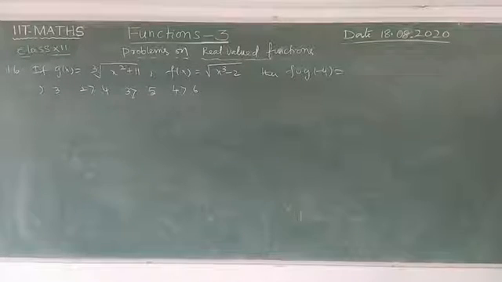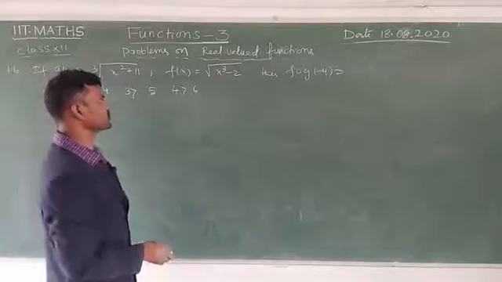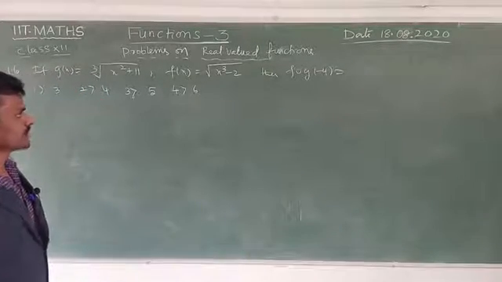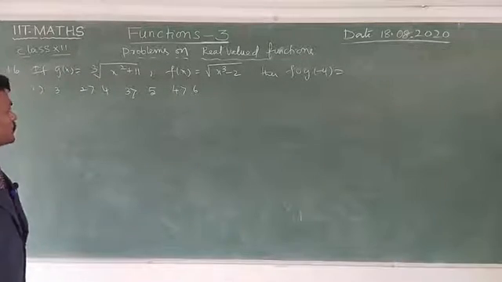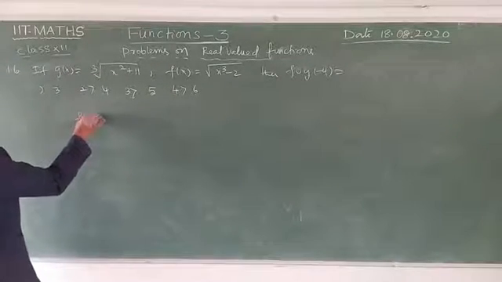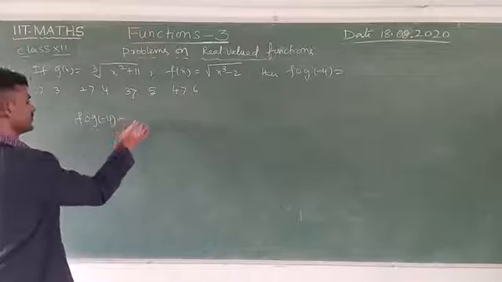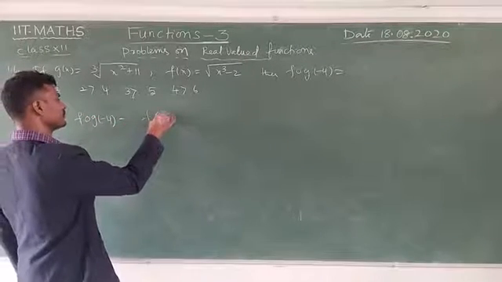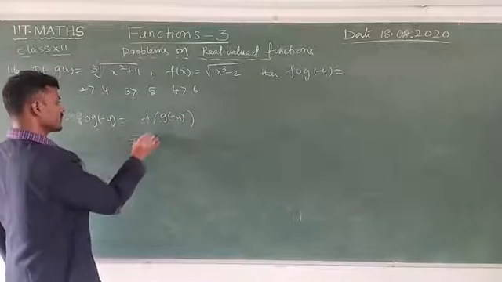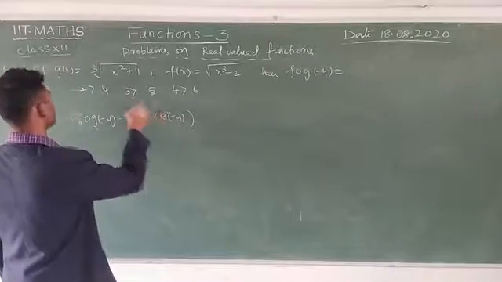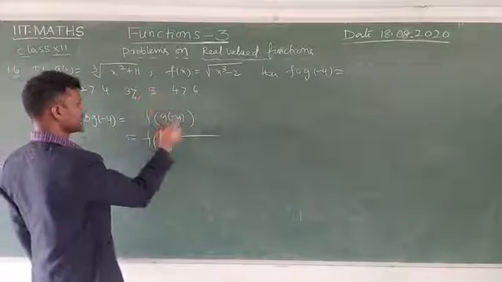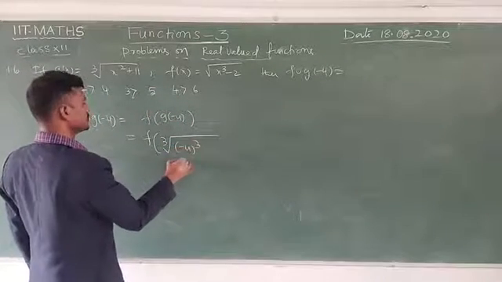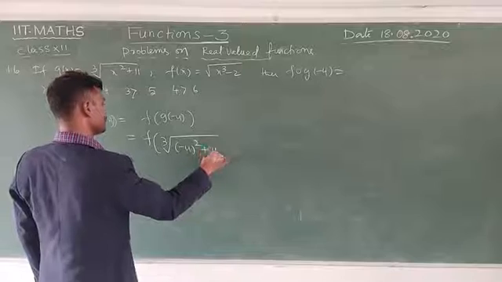Okay, next 16th problem. If g of x is equal to cube root of x square plus 11 and f of x is equal to under root over x cube minus 2, then find the value of f circle g of minus 4. Here f circle g is the composite function as given. Now you can write this as f of g of minus 4. Now g of x means cube root of x square plus 11. Here, x instead of minus 4 whole square plus 11, you can write here.